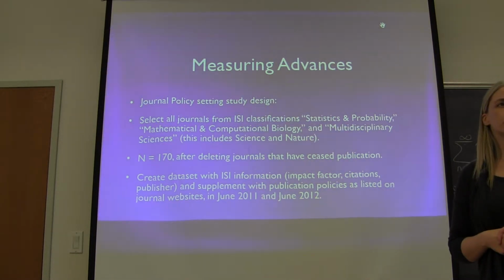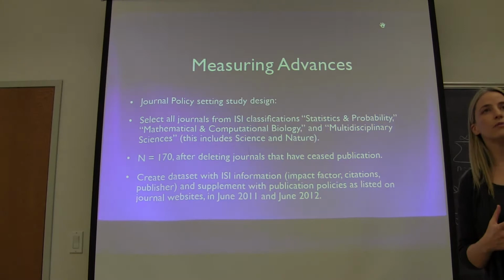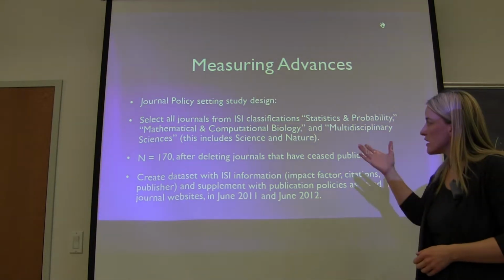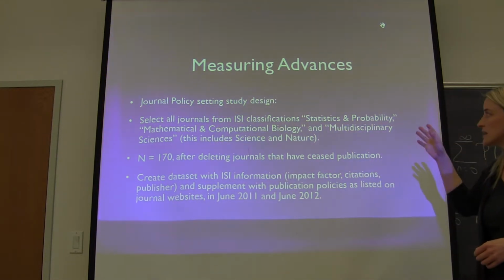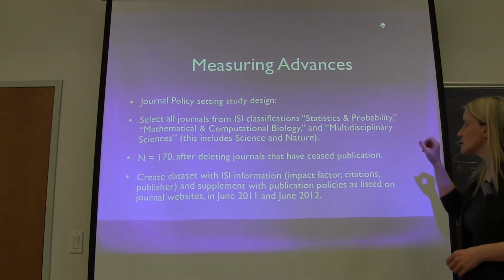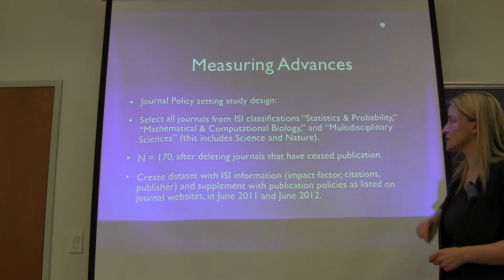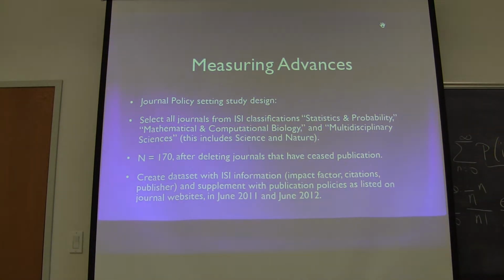Okay, so in order to understand how, for example, journals could impact reporting and also reproducibility in the literature, I chose 3 ISI classifications and carried out an empirical experiment. So I chose statistics and probability, mathematical and computational biology, and multidisciplinary sciences. The idea being I'm trying to get journals into the sample that actually publish computational work.